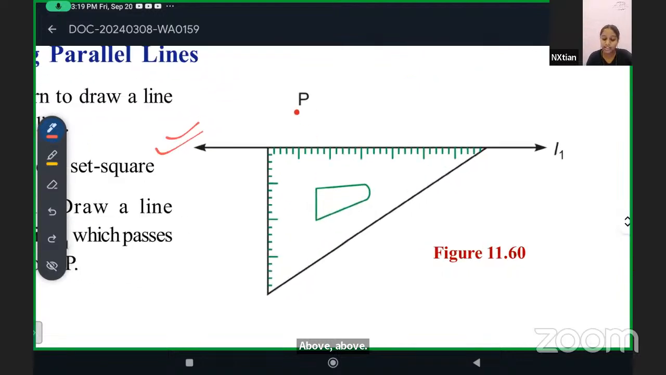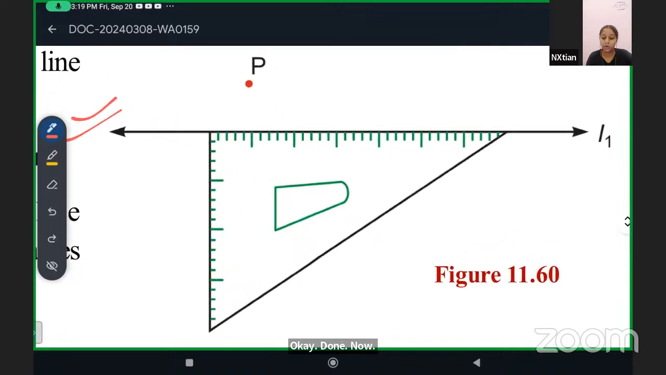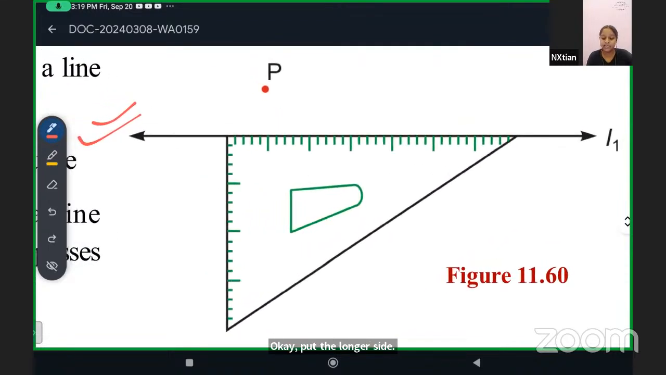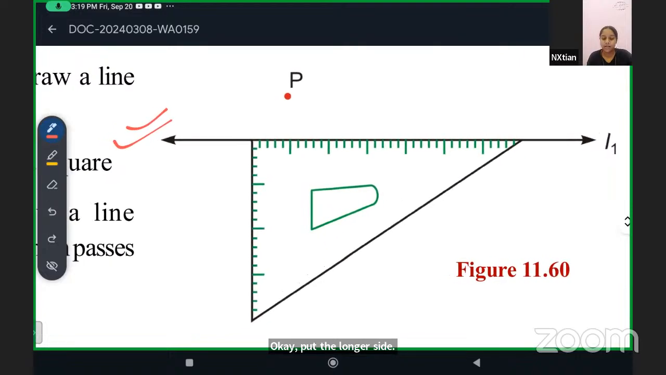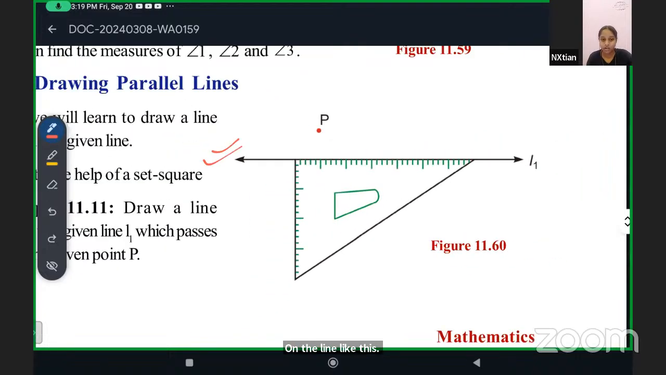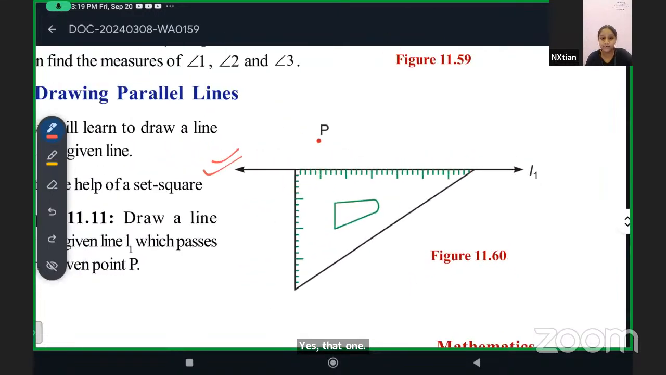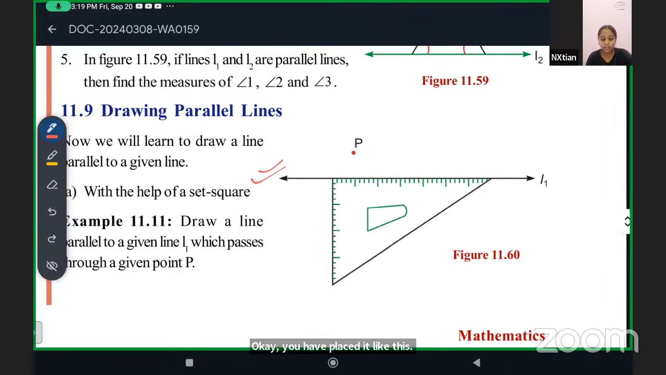Now, take your set square. Put the longer side on the line like this. Ma'am, which one? This one you can do. No, the other one. Yes, that one. Okay, you have placed it like this on the line. Now take your scale.